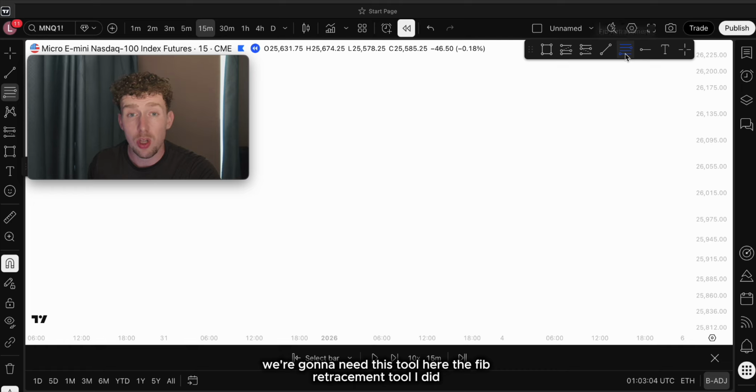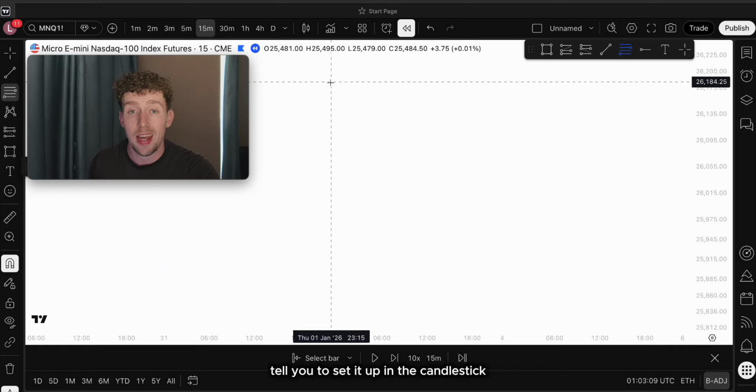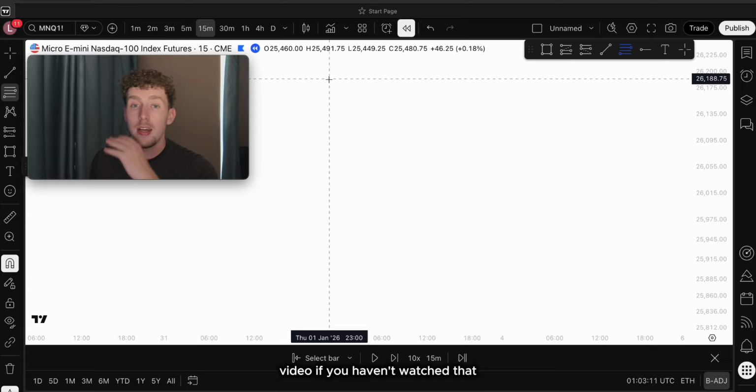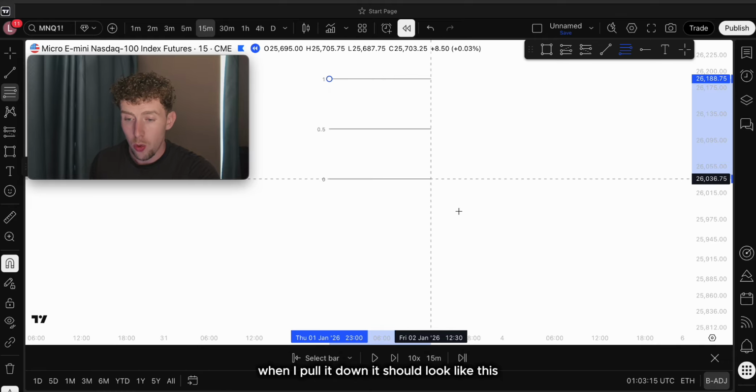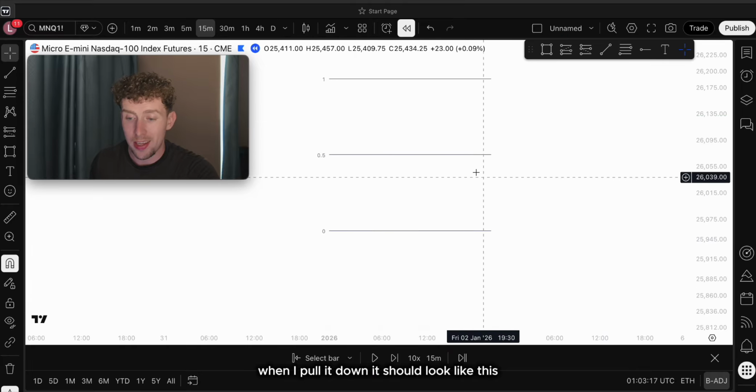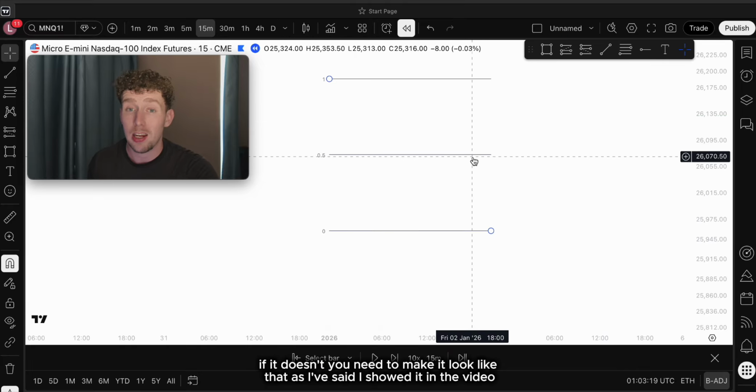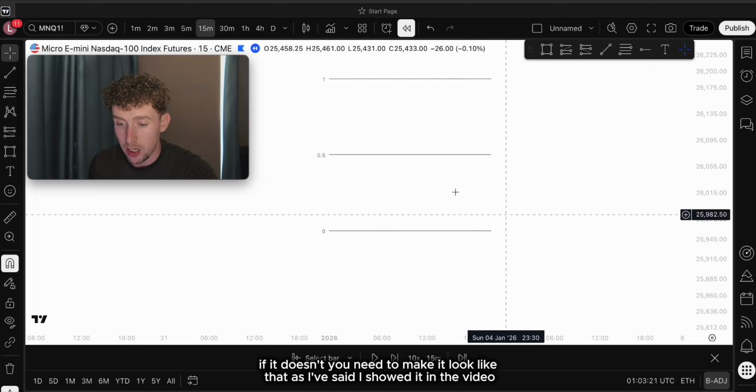We're going to need this tool here, the fib retracement tool. I did tell you to set it up in the candlestick video. If you haven't watched that, go back. In the second half of that video, we went through setting up your TradingView. When I pull it down, it should look like this. If it doesn't, you need to make it look like that. As I've said, I showed it in the video.